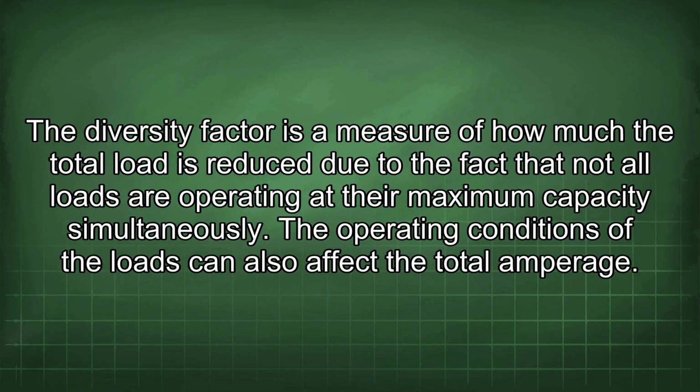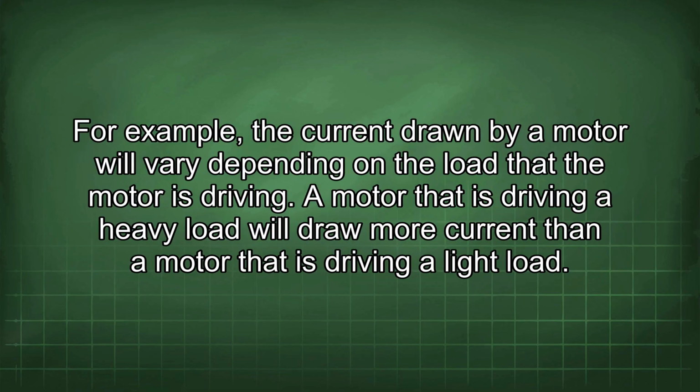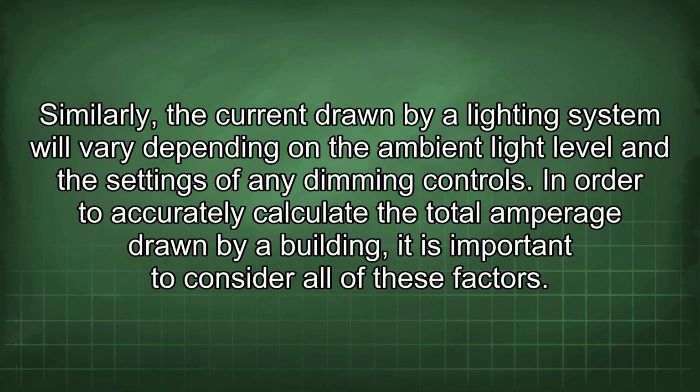The operating conditions of the loads can also affect the total amperage. For example, the current drawn by a motor will vary depending on the load that the motor is driving. A motor that is driving a heavy load will draw more current than a motor that is driving a light load. Similarly, the current drawn by a lighting system will vary depending on the ambient light level and the settings of any dimming controls. In order to accurately calculate the total amperage drawn by a building, it is important to consider all of these factors.